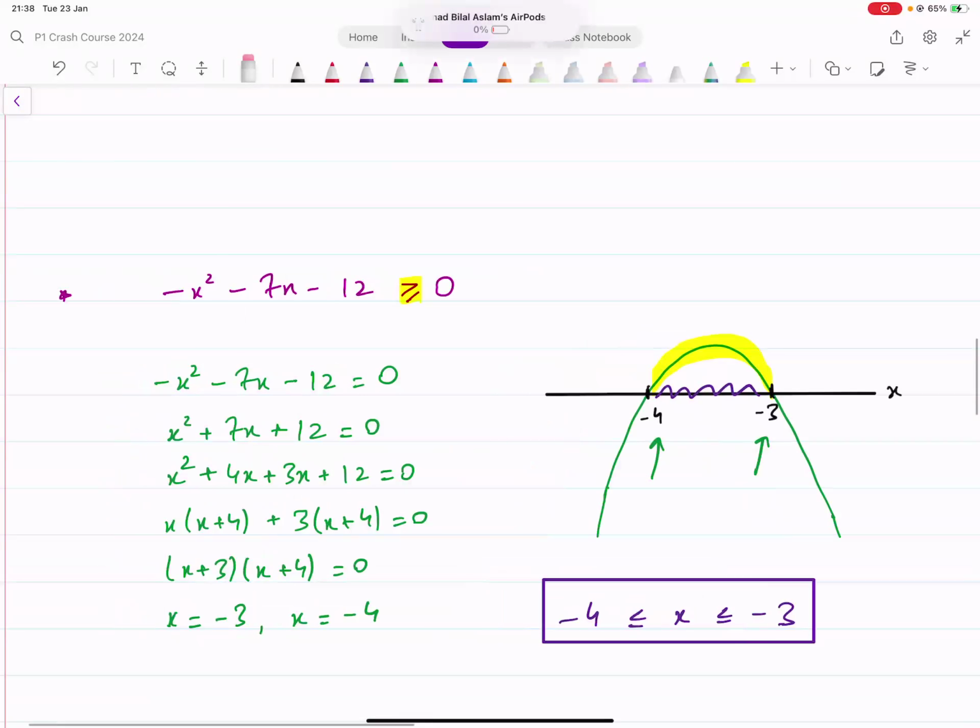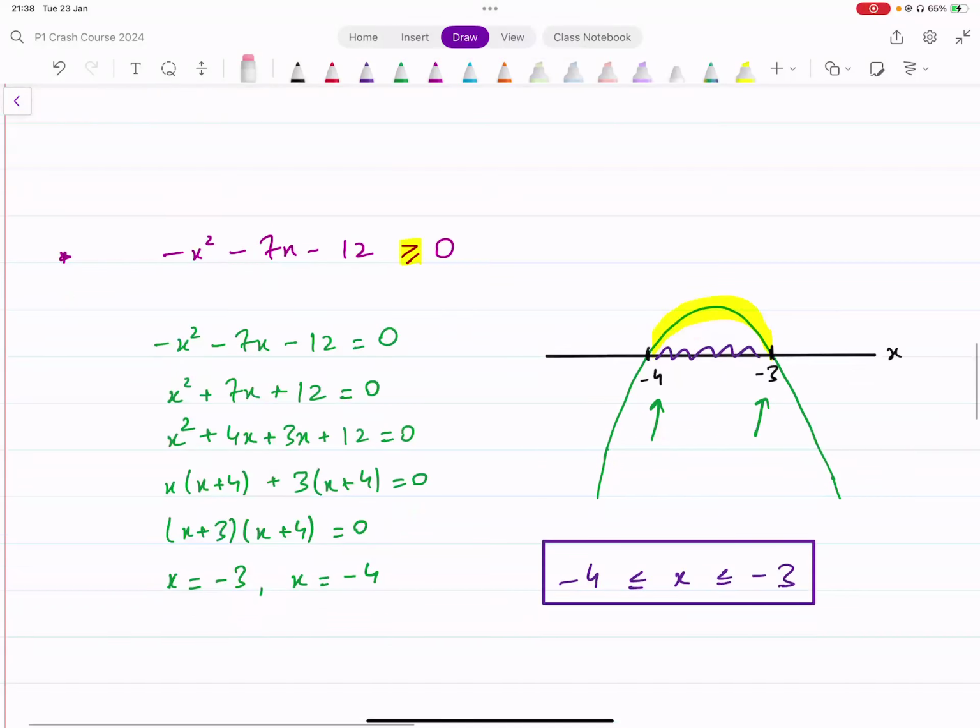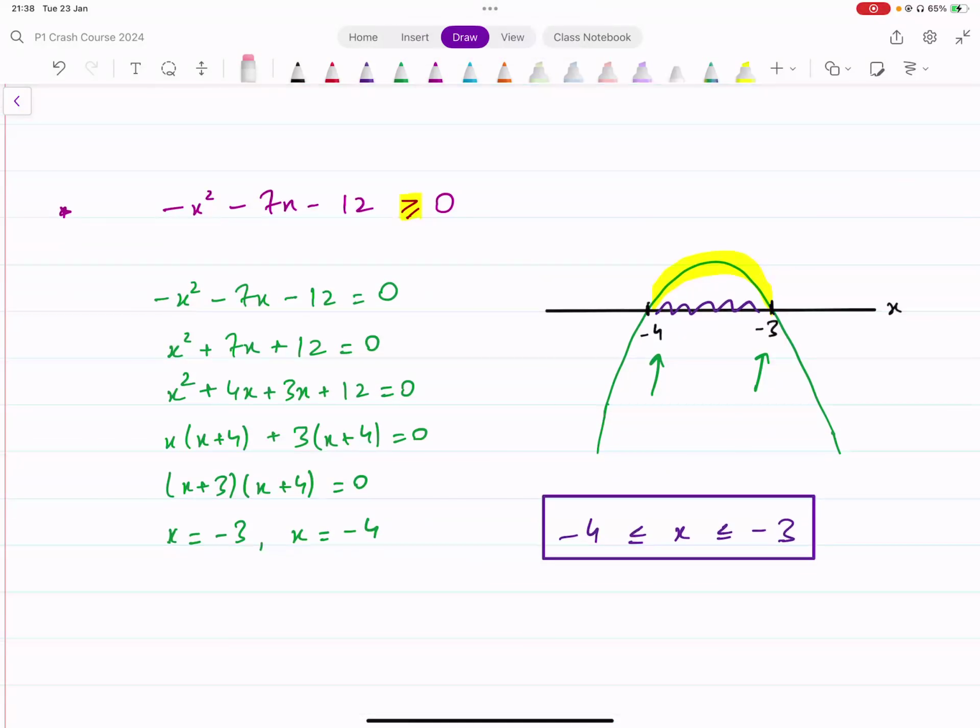This also works. This is equally good, right? So if you're used to doing it this way by just drawing an n-shaped graph, that is also fine. Is that all right? Yes, sir. Okay, any other questions?